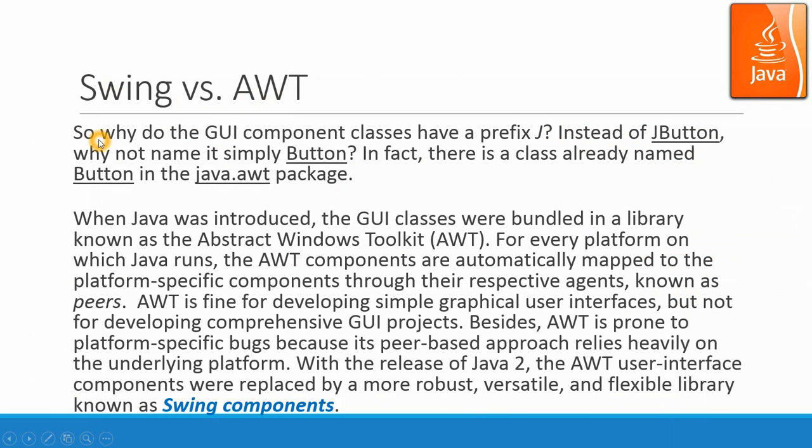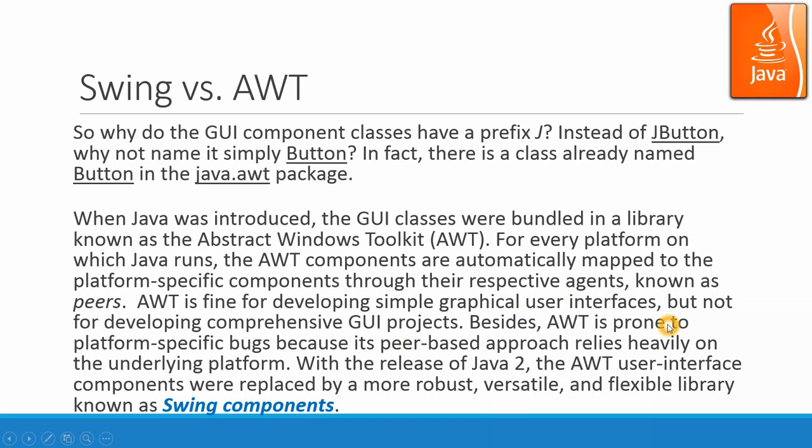Swing versus AWT. So why do the GUI component classes have a prefix J? Instead of JButton, why not name it simply Button? In fact, there is a class already named Button in the Java AWT package. When Java was introduced, the GUI classes were bundled in a library known as the Abstract Windows Toolkit, AWT. For every platform on which Java runs, the AWT components are automatically mapped to the platform-specific components through their respective agents, known as peers. AWT is fine for developing simple graphical user interfaces, but not for developing comprehensive GUI projects.